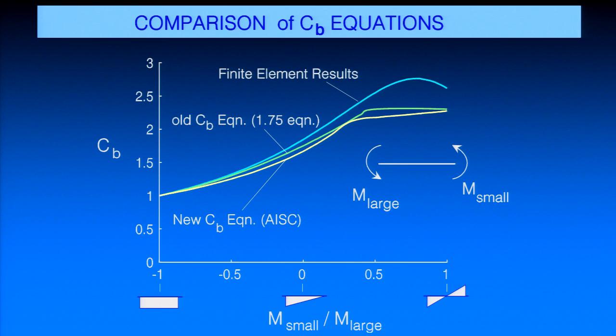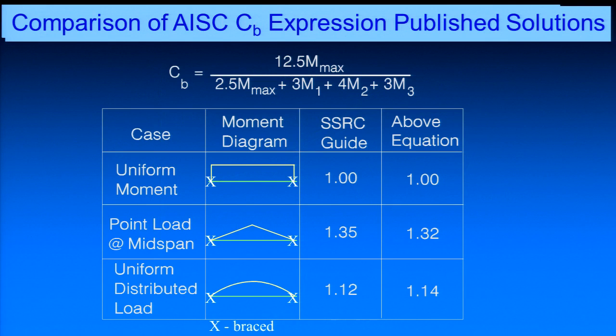But you end up seeing that the current AISC equation as well as the older equation actually agree pretty well with one another. This light blue line here, that's just the C sub B backed out from a finite element solution, like we were talking about earlier. So you can see that the equations actually do a nice job of predicting the C sub B factor for these cases. But again, the old equation was only really for straight line moment diagrams. The current equation that's in AISC, you can have any shaped moment diagram.